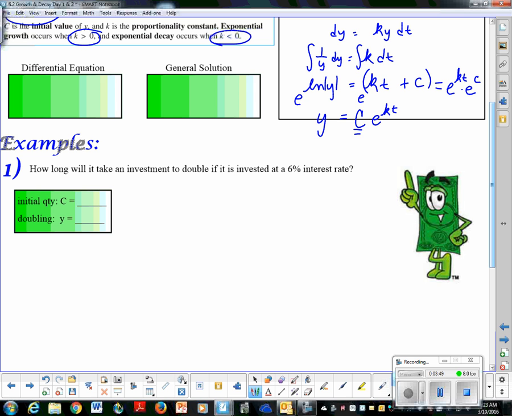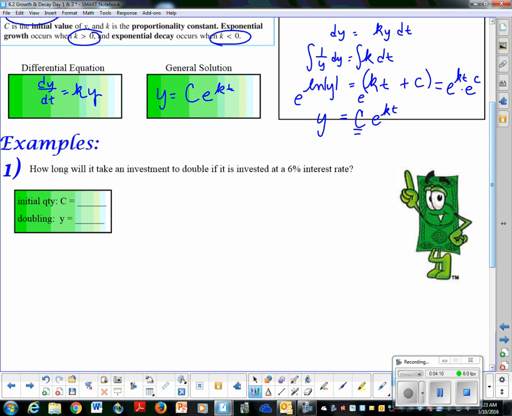So in this spot where we have differential equations, it's just kind of a repeat: dy/dt is equal to k times y. The amount of change is proportional to the amount present, and that will always solve out into this format.